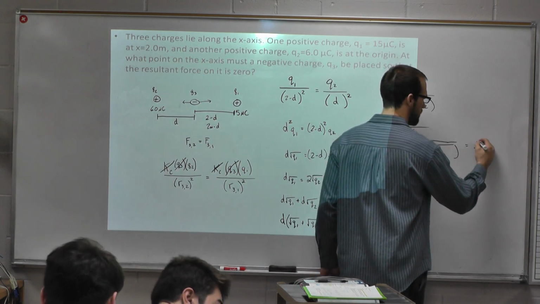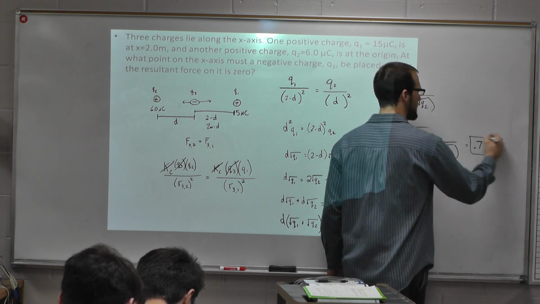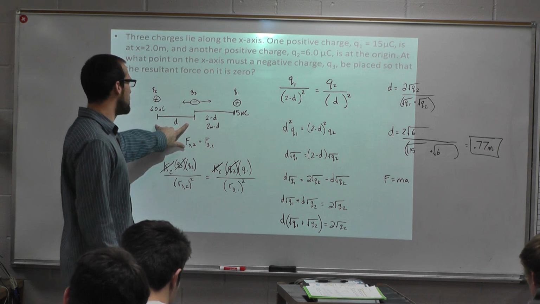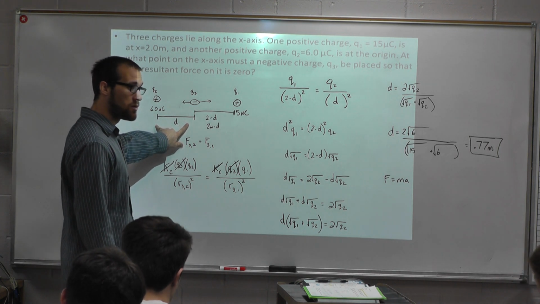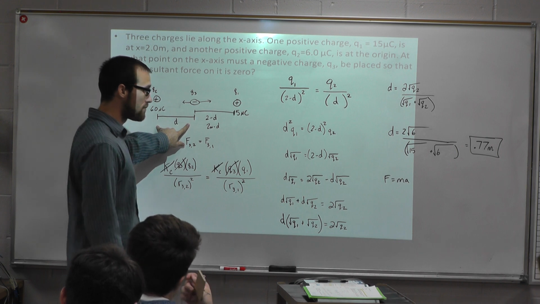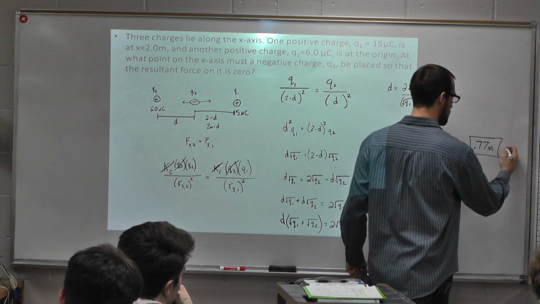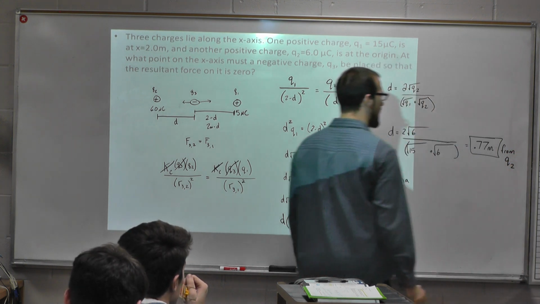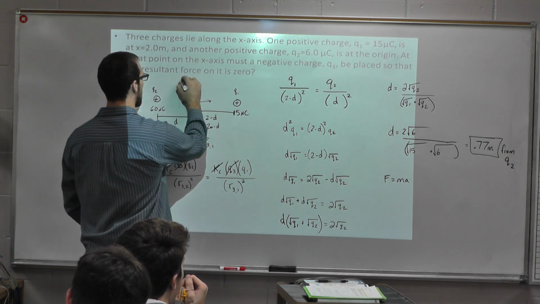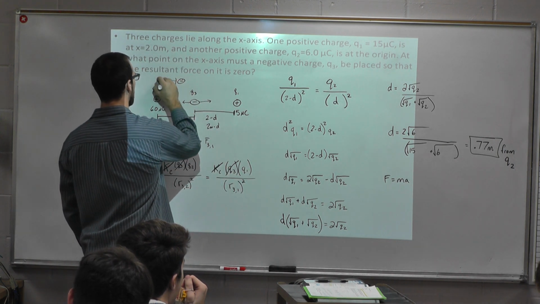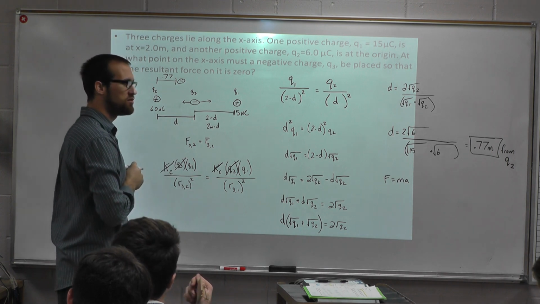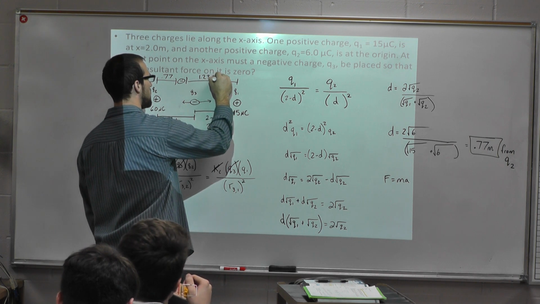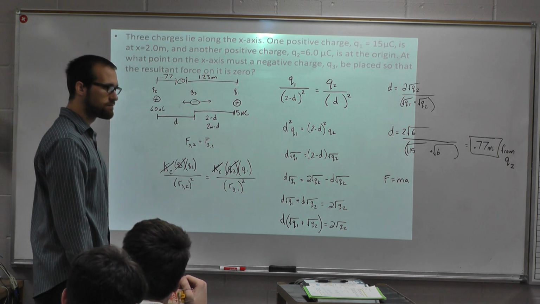0.000000265. Good job. There's your distance, but we know that technically that distance would be the distance from Q2. So now we have to do 2 minus that number. And it's 1.2. So what I'm saying is this negative charge is going to be 0.77 meters from Q2, and then it would technically be 1.23 meters from Q1. That's the answer.